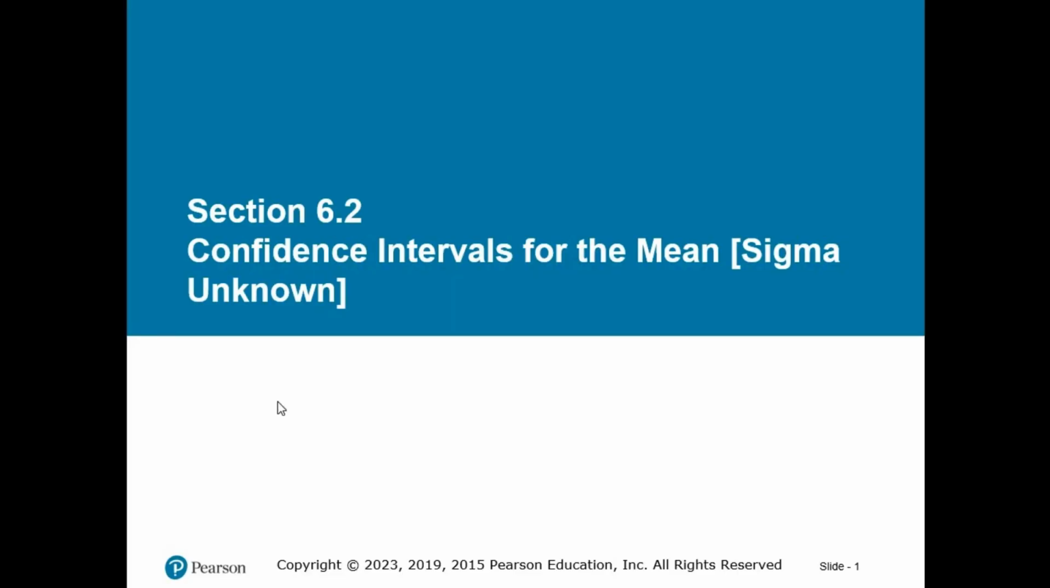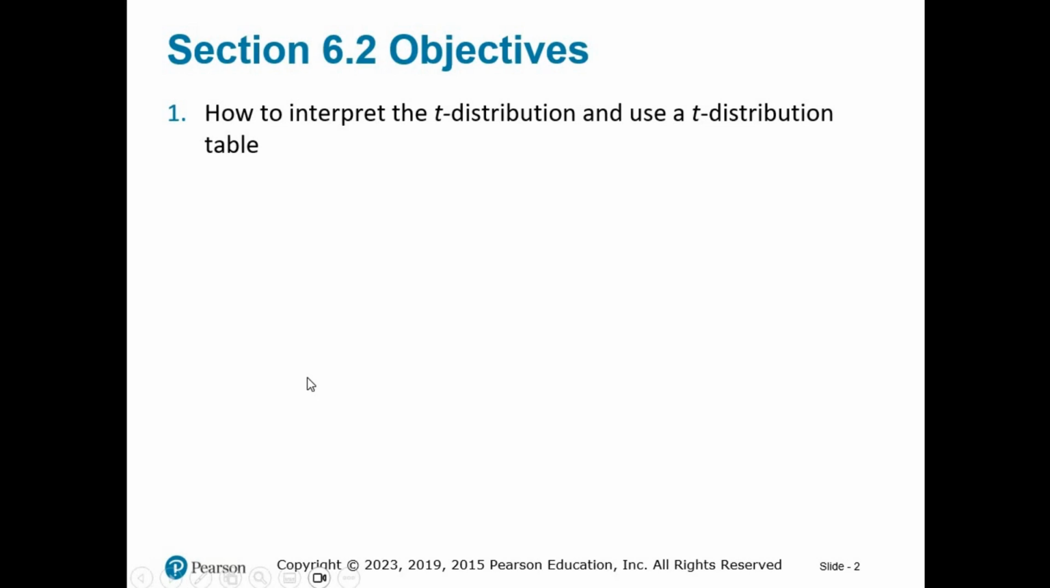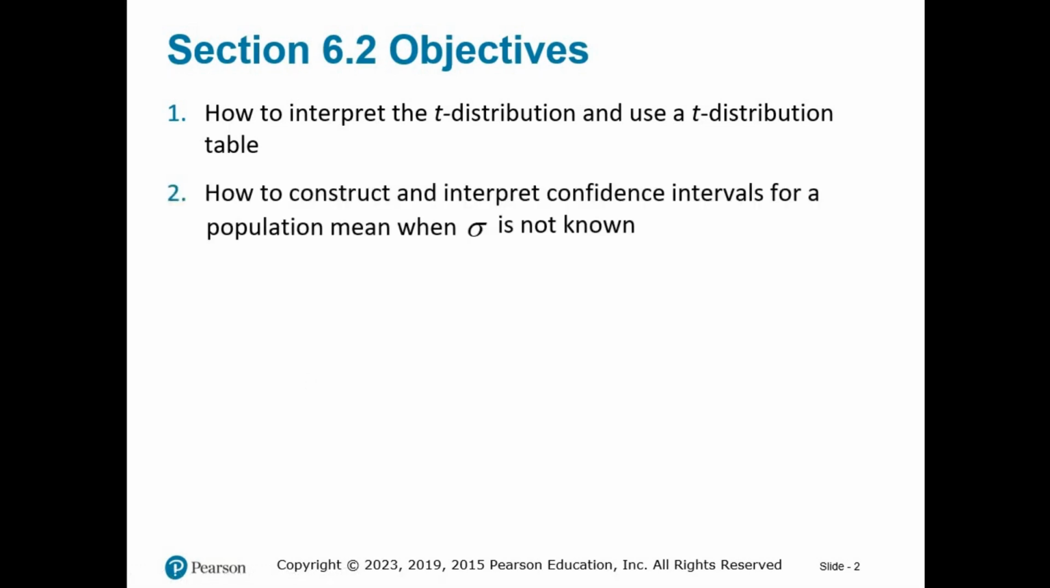Alright, let's get started. Welcome to the lecture video for Chapter 6, Section 2, Confidence Intervals for the Mean where sigma is unknown. This section is very similar to the last section, except now we're dealing with situations where sigma is unknown. In this section, we're going to learn how to interpret the t-distribution and use a t-distribution table, and we're going to learn how to construct and understand confidence intervals for a population mean when sigma is not known.